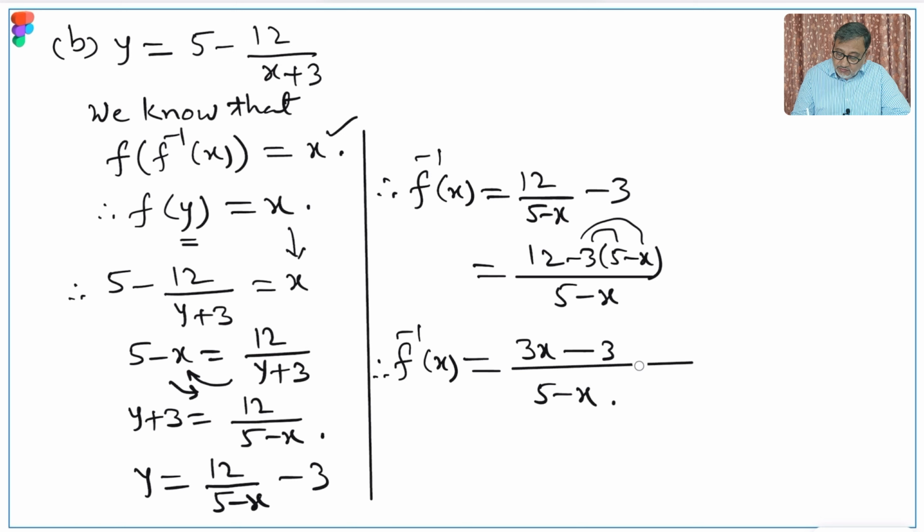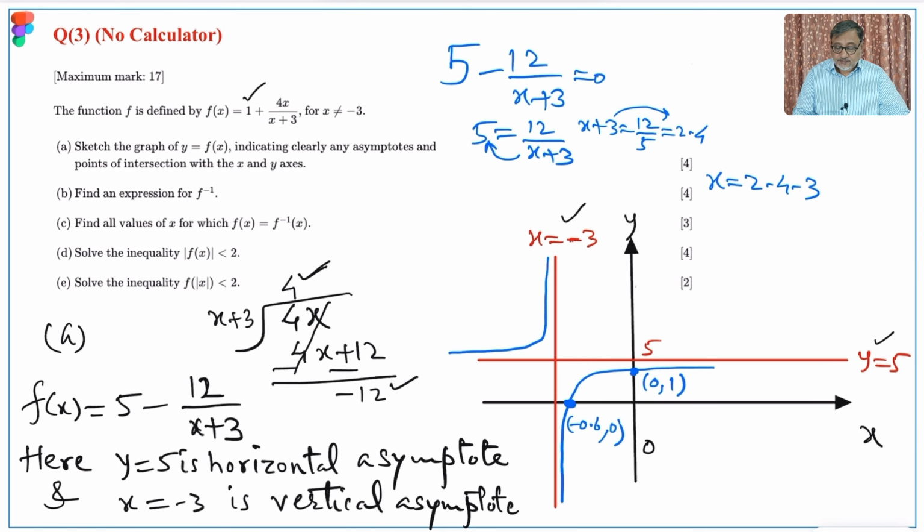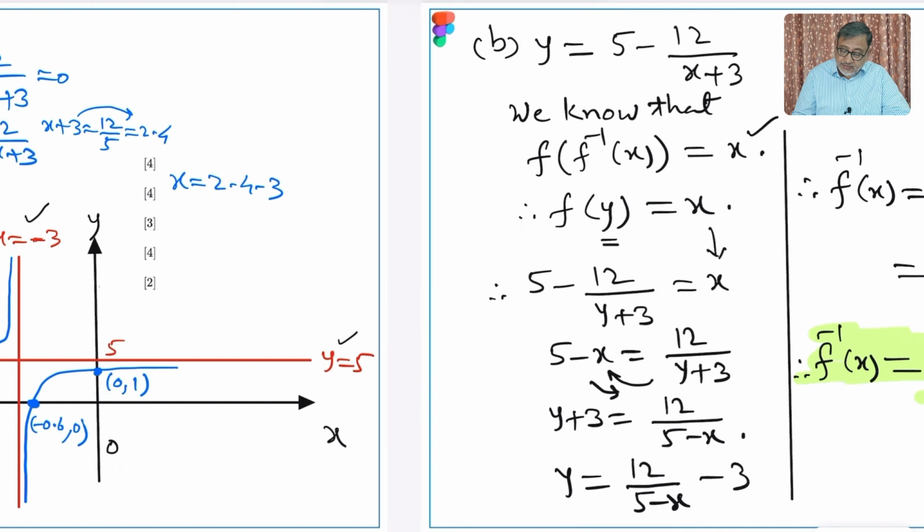Okay, I will erase the extra part. So this is the answer for the f inverse of x, right? I hope you understood this. Then part C says, I will copy it there: find all values of x for which f of x is equal to f inverse of x.